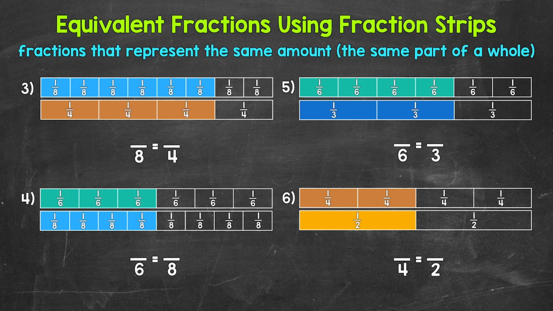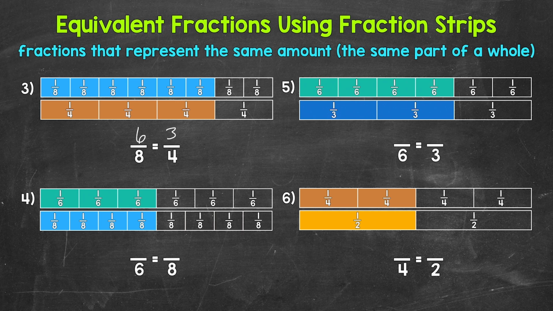Let's take a look at number 3, where we have a top fraction strip divided into 8 equal parts, and 6 are shaded. So that's 6/8. That's going to be equivalent to how many fourths? Well, the bottom fraction strip is divided into 4 equal parts, and 3 are shaded in. So 6/8 is equivalent to 3/4. And we can see both fraction strips are showing the same amount, the same part of the whole rectangle.